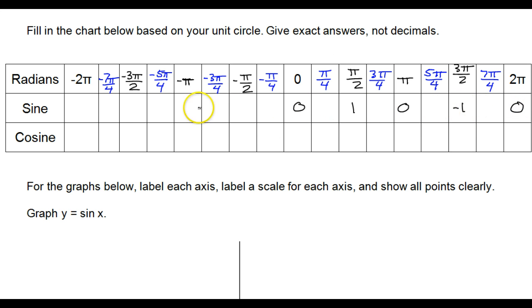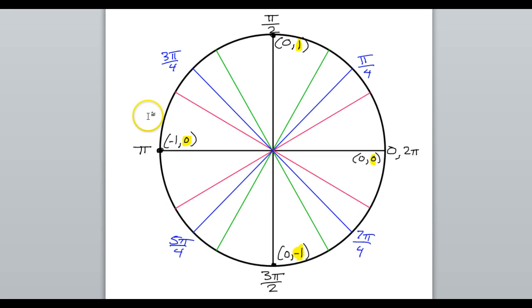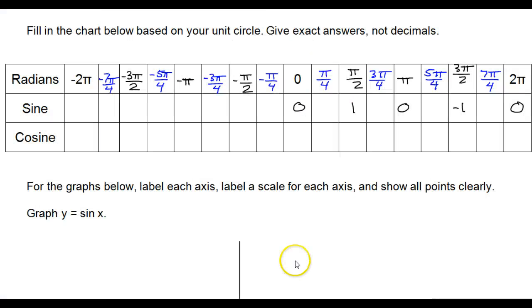And going in the opposite direction, it's just going to be the mirror image. If I went to the negative direction, this would be negative pi over 2, and I'd have -1.